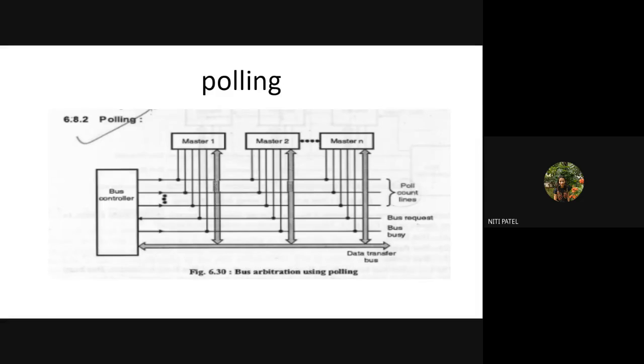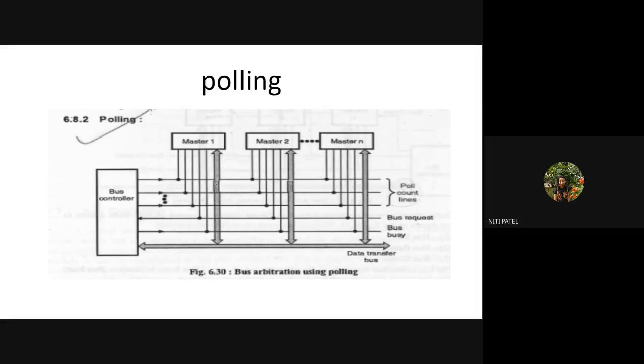So what was the advantage of this system? That it was very simple. Whichever device wants to transfer, just sends a request and checks if it is busy. If it is busy, wait for some time and again send a request. If it is not busy, that means it is free, immediately the bus will be allocated and the data transfer can be done.